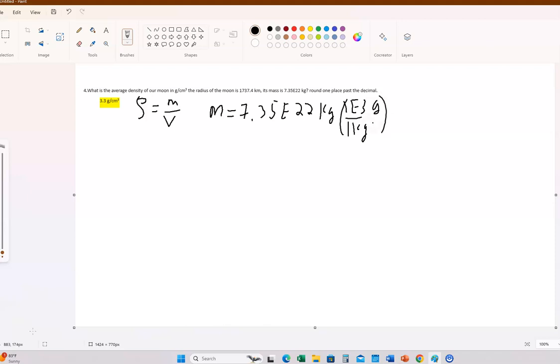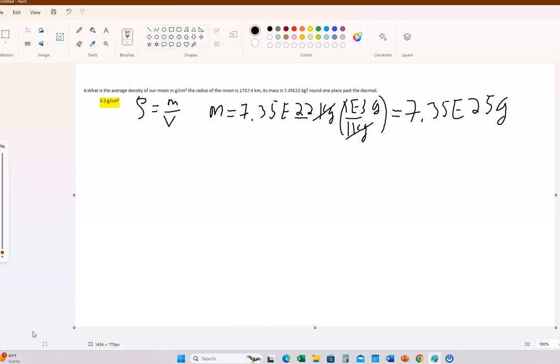So the kilogram part cancels, and so 10 to the 22nd times 10 to the third. When you have the same base, all you do is you add the exponents. So it's the same number, 7.35, but now it's going to be times 10 to the 25th. Because you just add the exponents, and that's grams. So that one's very easy to do.